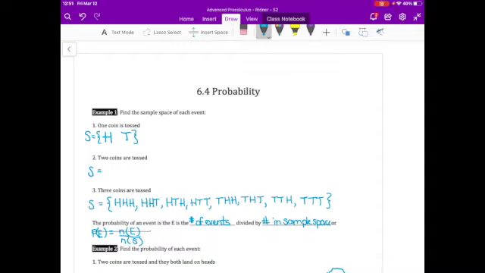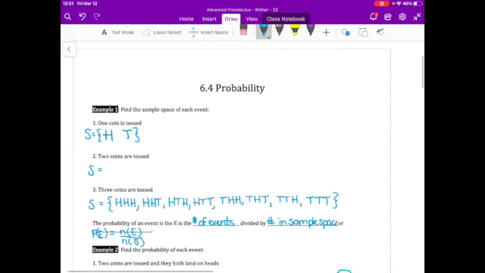Okay, last section, 6.4 probability. I have tried to fill out some of the notes in hopes to keep these notes shorter. We will see. So probability, we first have to talk about a sample space.